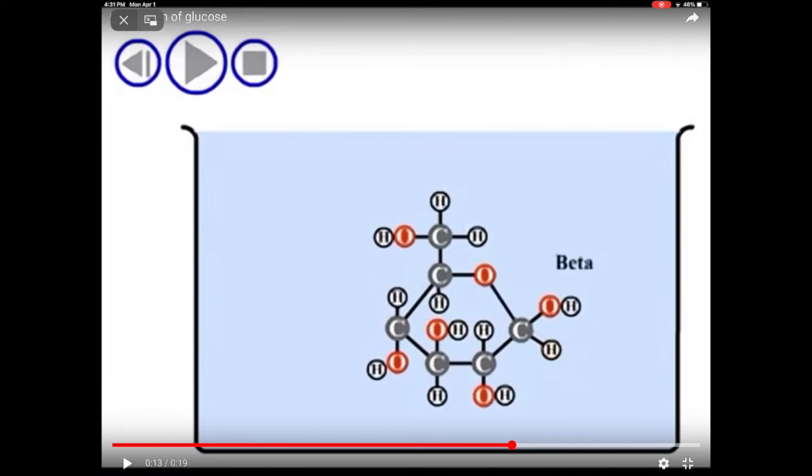Now, it can attack it in a couple ways. It can attack it from the bottom and push the OH up. Notice on the right side that OH is going up. Or it can attack it from the top and push the OH down. So let's see that again. It can attack it from the bottom and the OH goes up. Or it can attack it from the top and the OH goes down. Now, if the OH is going down, it's called the alpha form of the ring. And if the OH is going up, it's called the beta form of the ring.